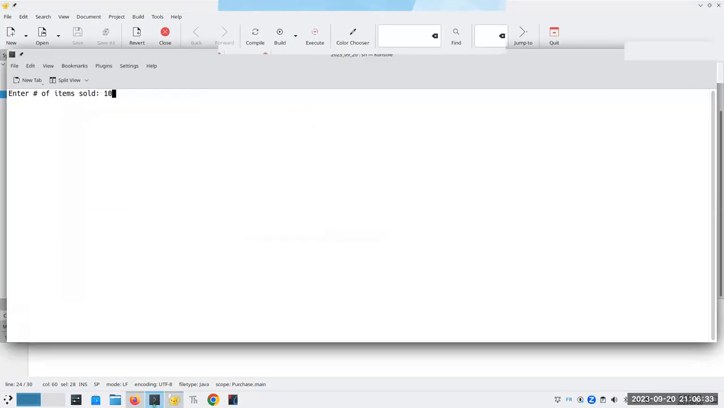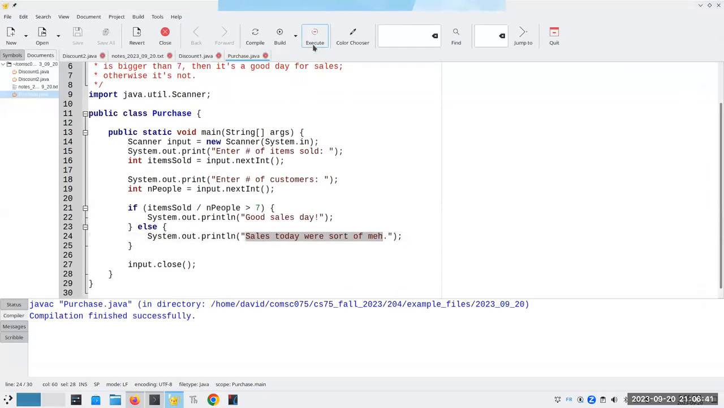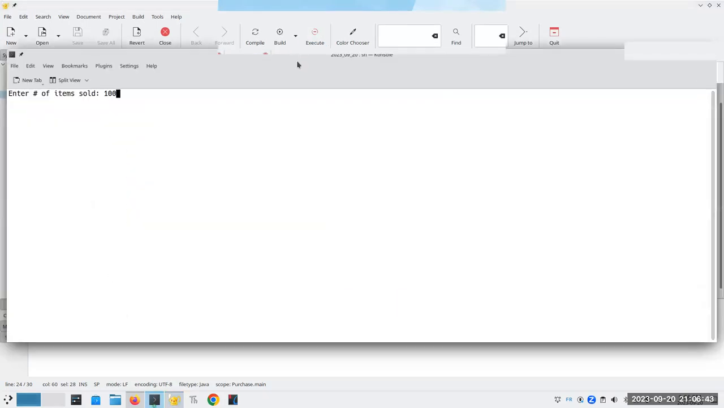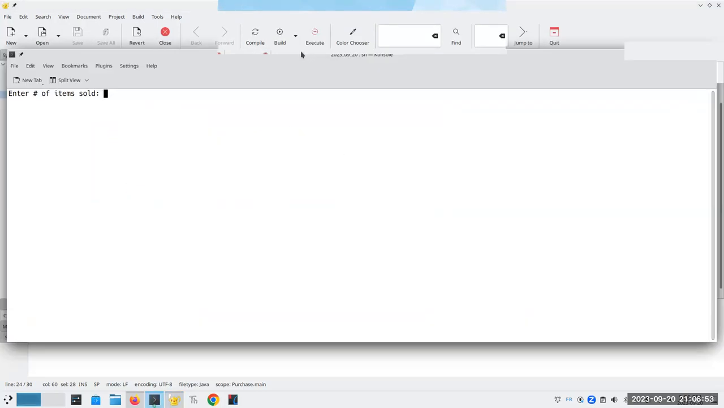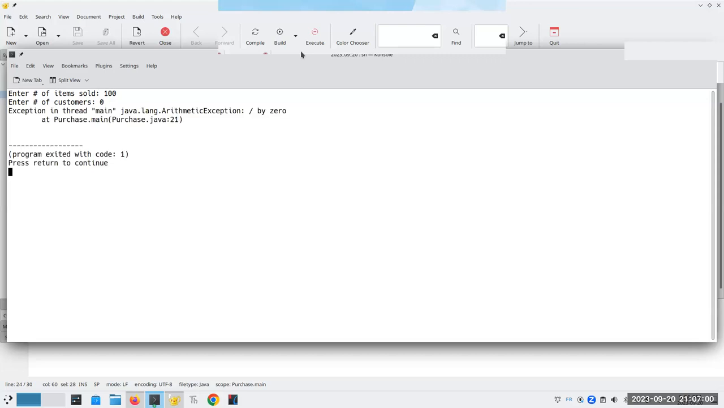And let's say we had 100 items sold and there were nine customers. That's a good sales day. If we have 100 items sold, and there were 45 people, that's not a great sales day. Now, here comes a problem. What happens if I say the number of items is 100 and there were 10 customers, but I accidentally drop off the one and I type it as zero? Boom. We get a runtime error because we're trying to divide by zero. 100 divided by zero is not a good thing to do.